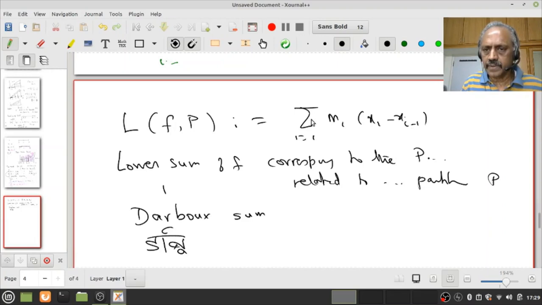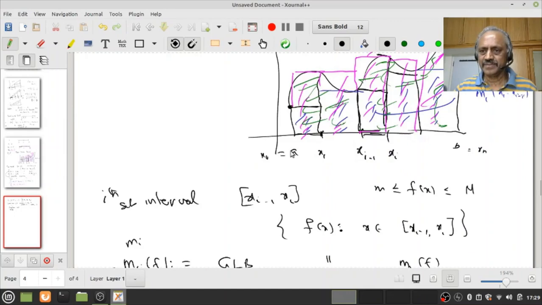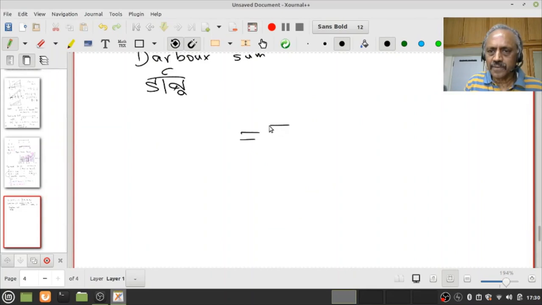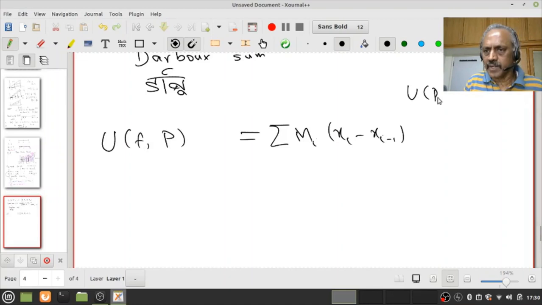So what does the lower Darboux sum say? It approximates the area under the graph from inside. So what will you call this, capital Mi times xi minus xi minus 1? You will call this the upper sum of f corresponding to this partition. You will see books sometimes write it like this. I read it the very natural way: this is the upper sum of f relative to the partition P, whereas here you may say upper sum relative to the partition P of f, if you want to read it.